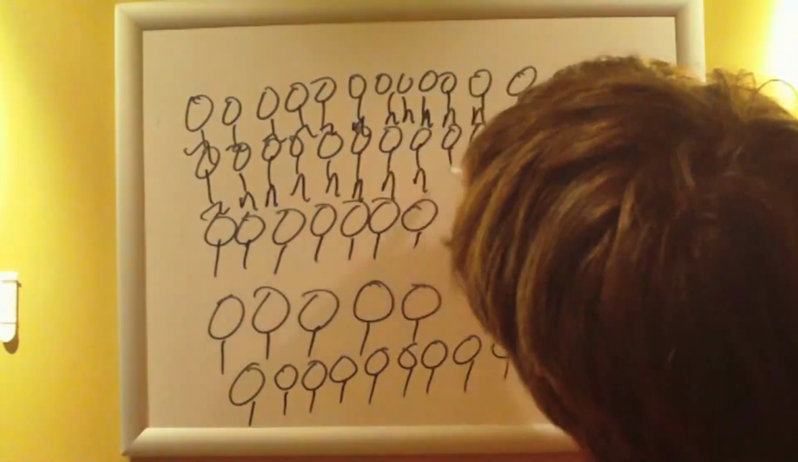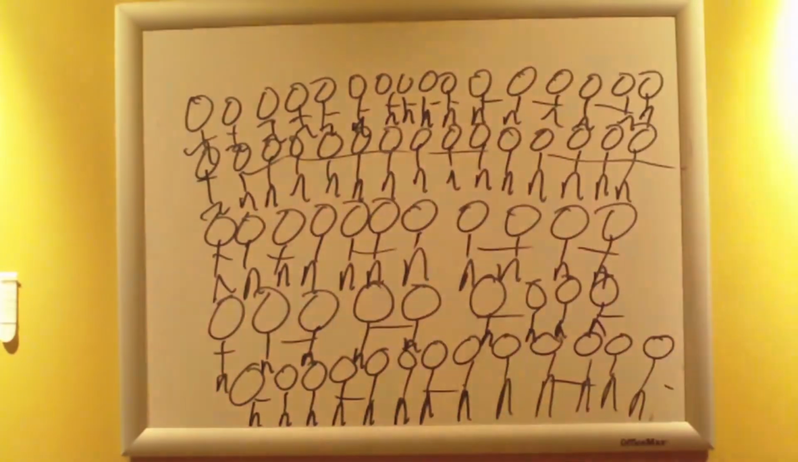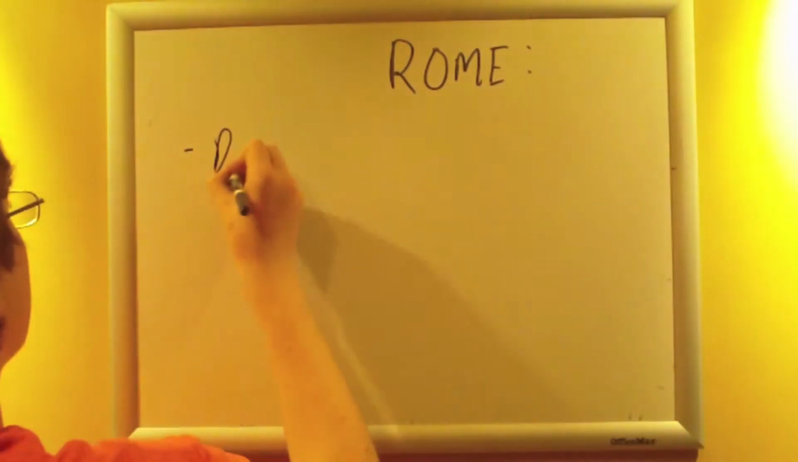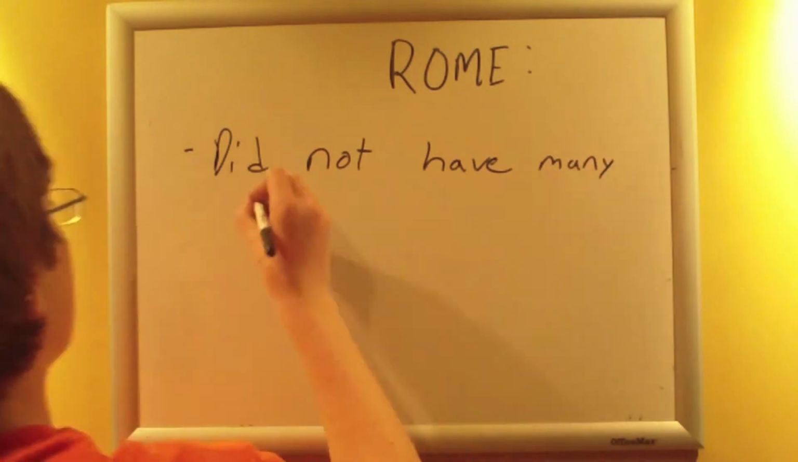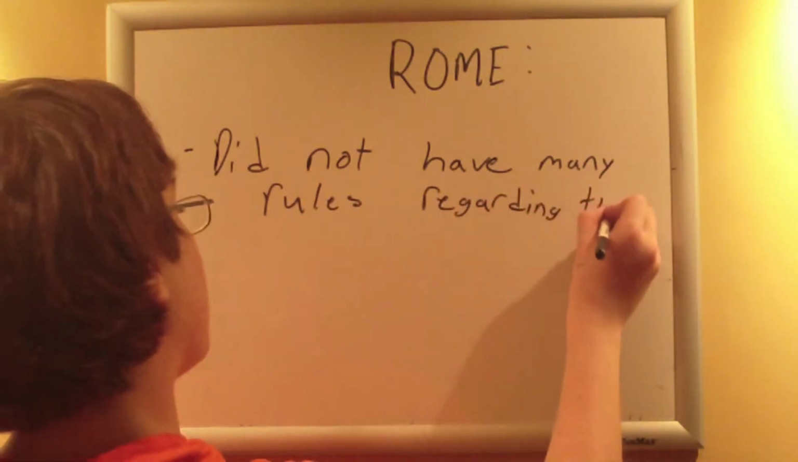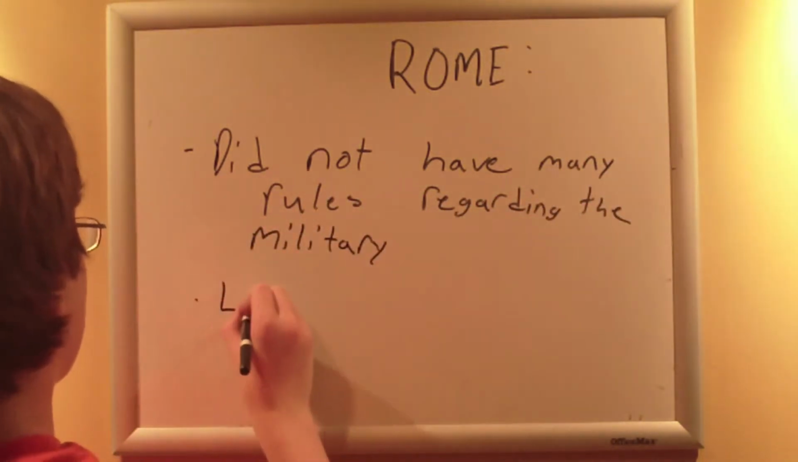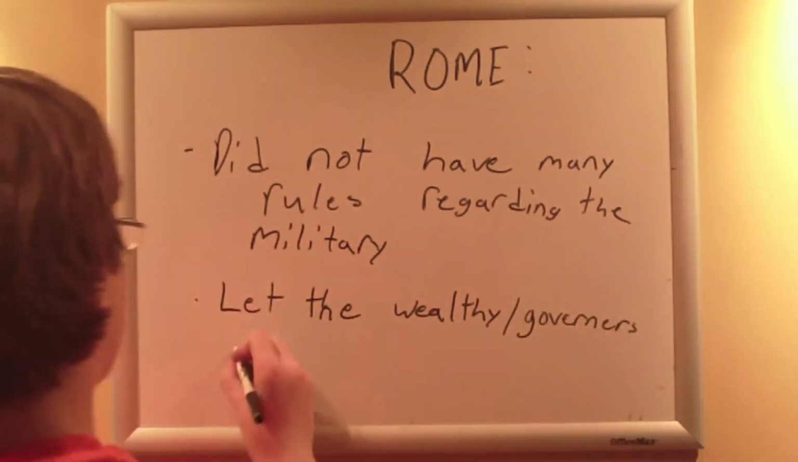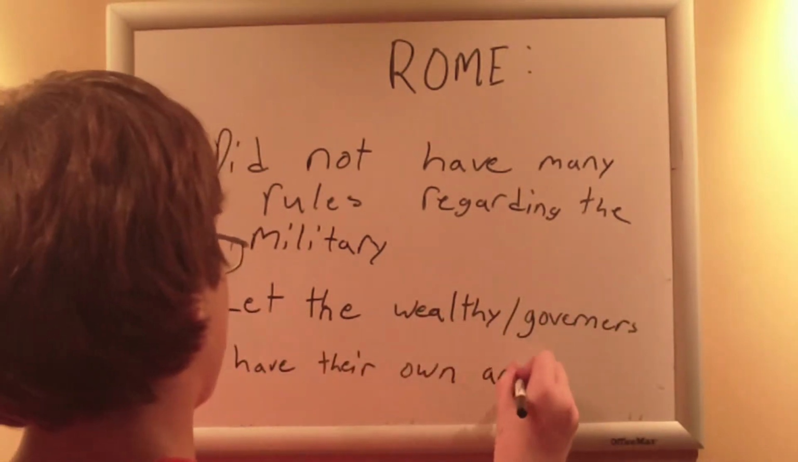Until about 63 of your friends' colleagues assassinate you. So, what did the Republic of Rome do wrong in this situation? Two things primarily. They didn't have many rules about how their military was going to be handled by other people, and they let the wealthy people have their own sort of personal armies that they could do whatever they want with.